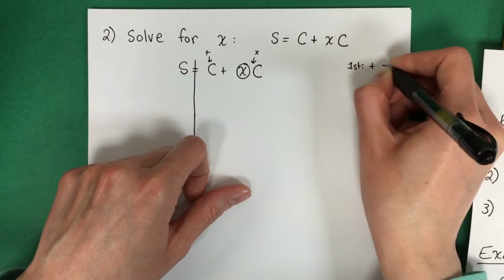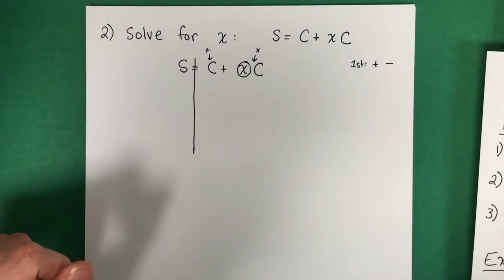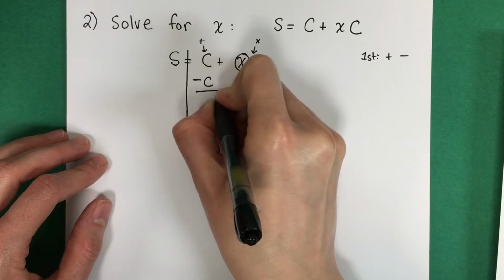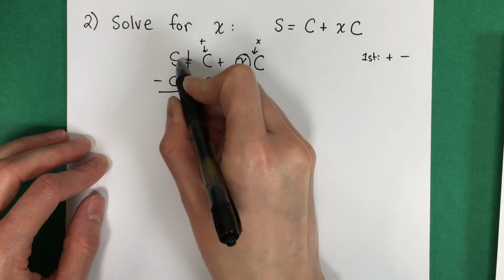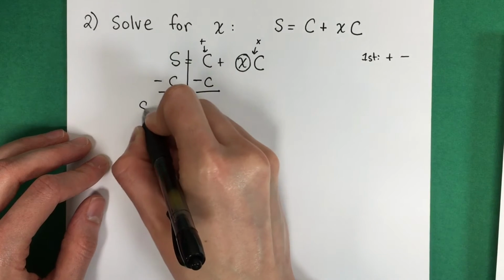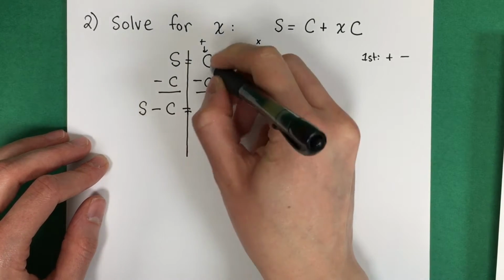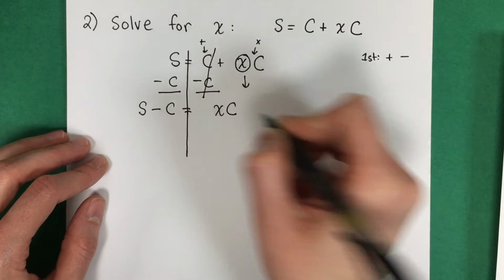Remember, what do you do first? Well, first is always plus or minus. So let's go ahead and do our plus. The opposite of plus is minus. So minus C. Minus C. Different letters, so copy. S minus C equals C minus C is 0, cancel, copy down, X, C.